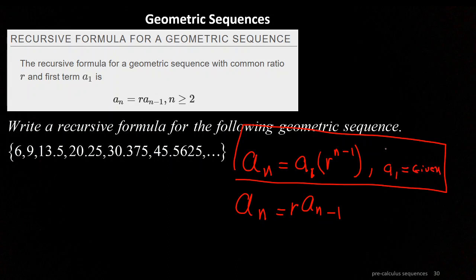Otherwise, we can't start this process. And n is greater than or equal to 2. Here, n is greater than or equal to 1, and you don't need A1 because A1 is in the formula right here. The other way around.